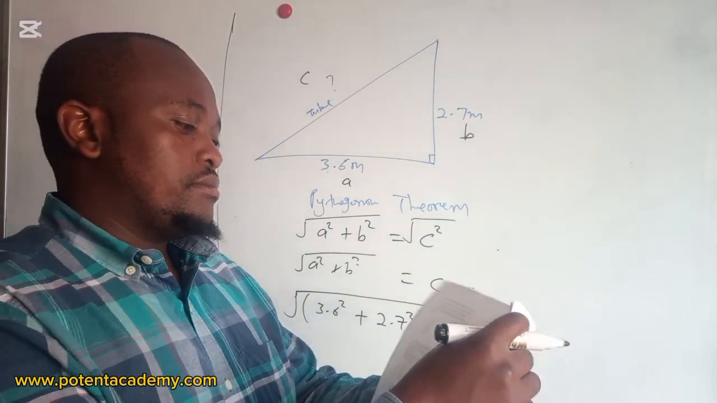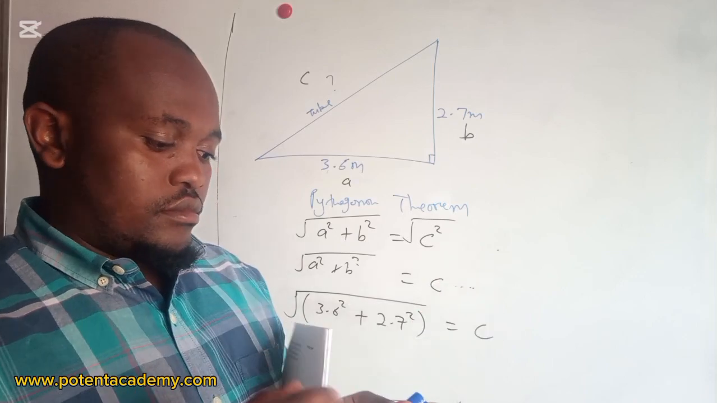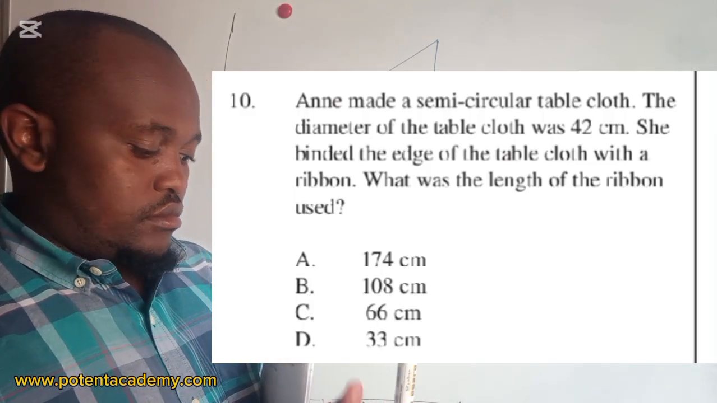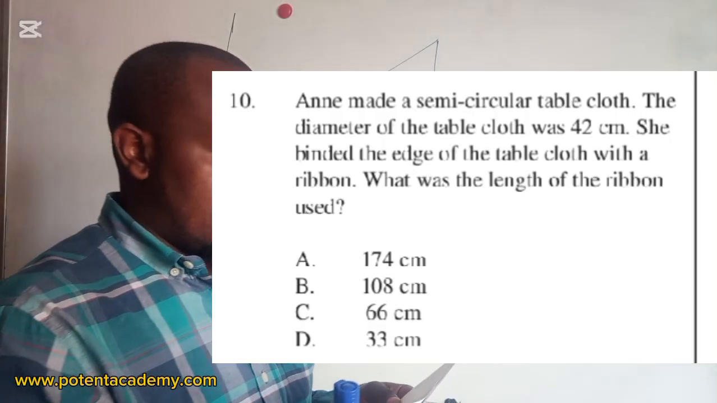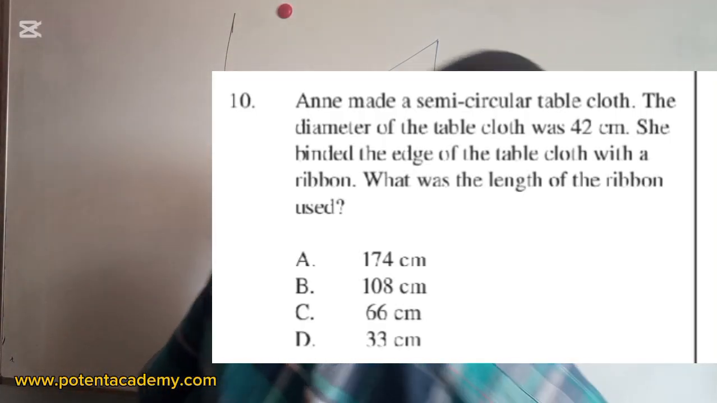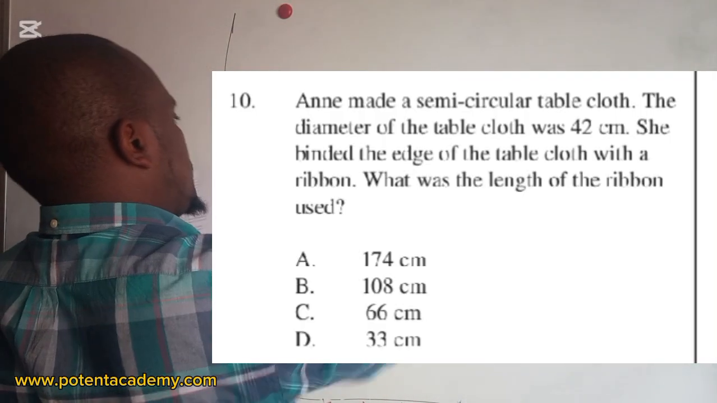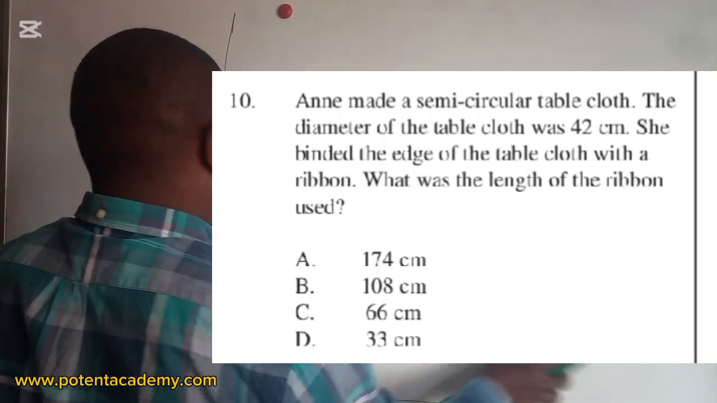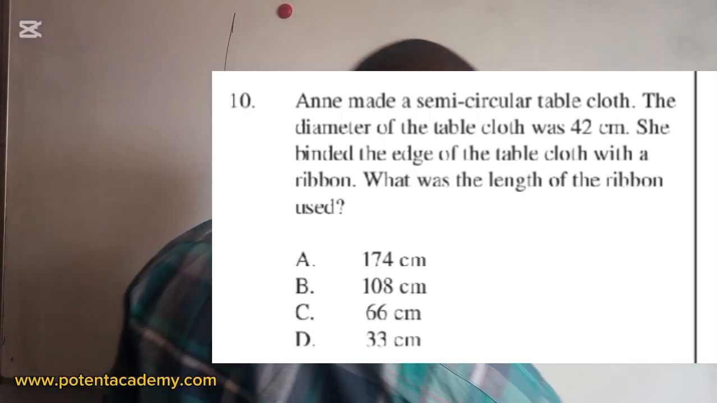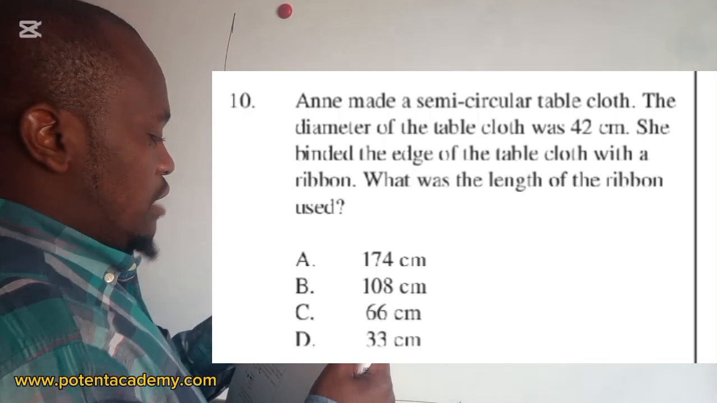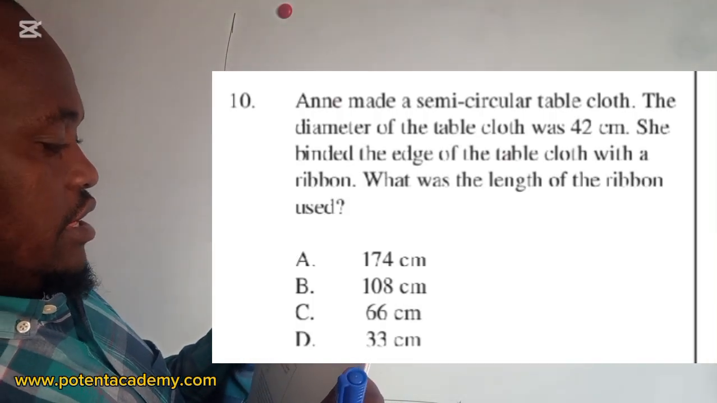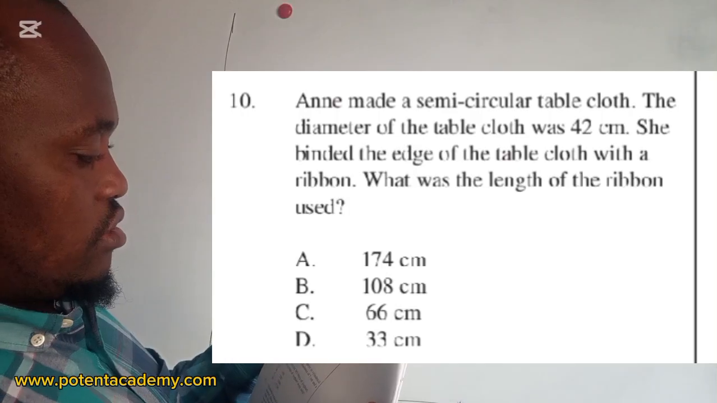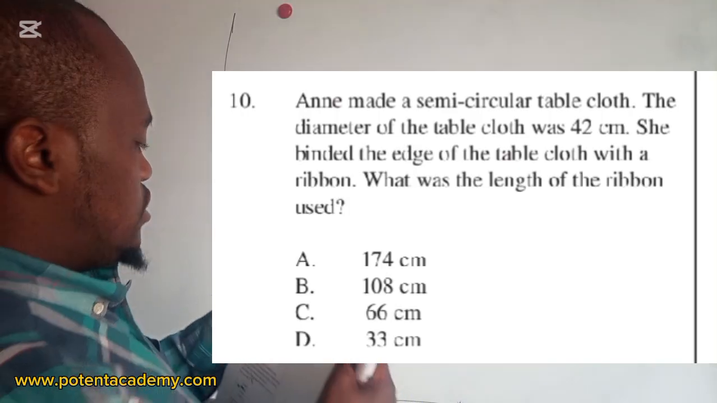Question 10. Anne made a semicircular tablecloth. The diameter of the tablecloth was 4.2 centimeters. She binded the edge of the tablecloth with a ribbon. What was the length of the ribbon used?